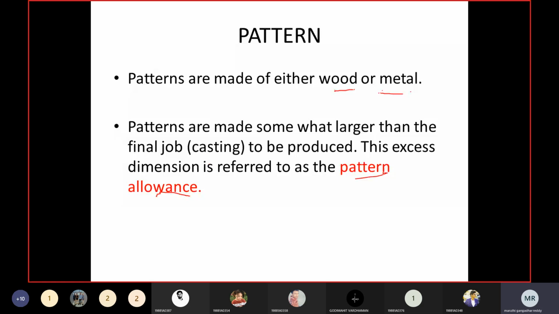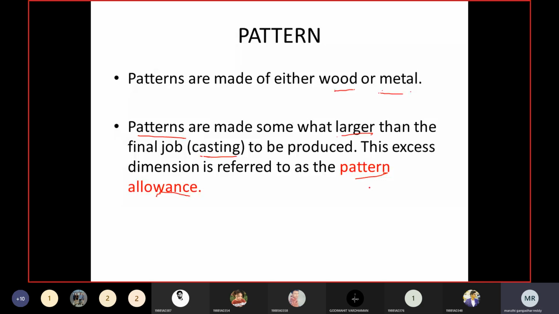The takeaway point is that the pattern is made somewhat larger than the casting. Whatever the dimensions of the casting we require, we make a bigger pattern, and with that bigger pattern we create the mold cavity, and then we pour the molten metal, and after solidification we get the casting of the desired size. That means patterns are made somewhat larger than the dimensions of the casting to be produced. This excess amount of dimension that I am providing is called pattern allowance.